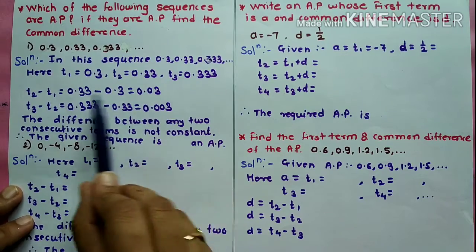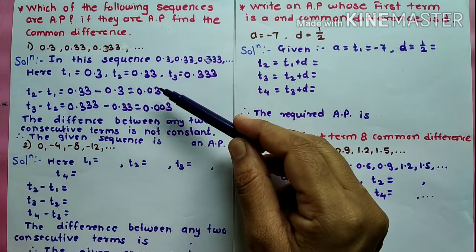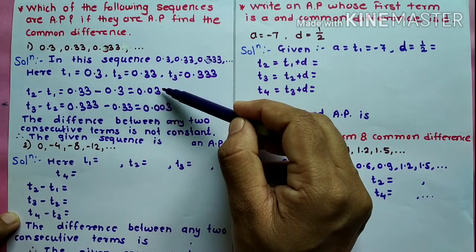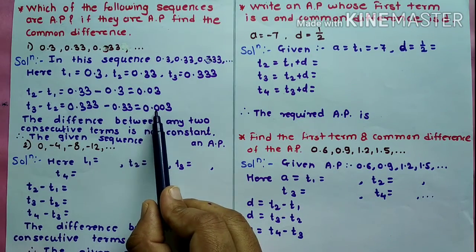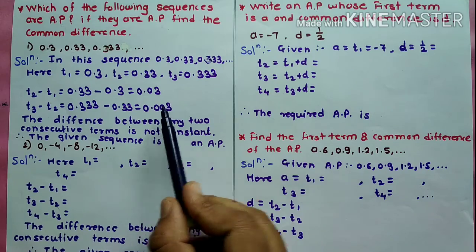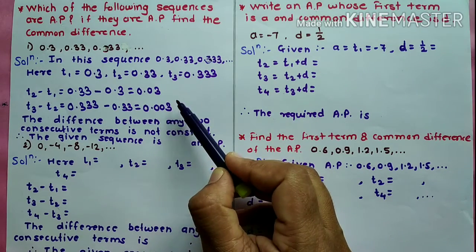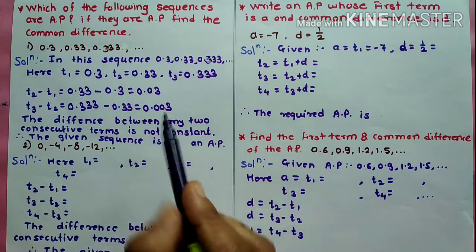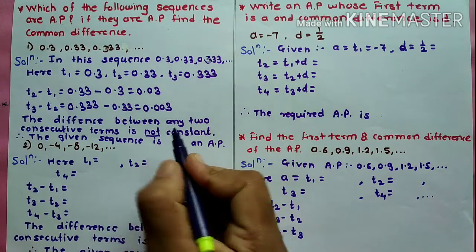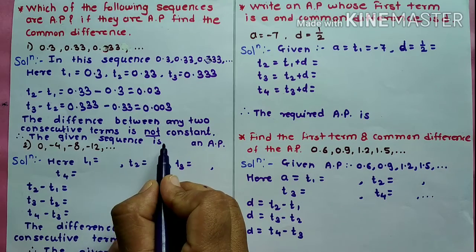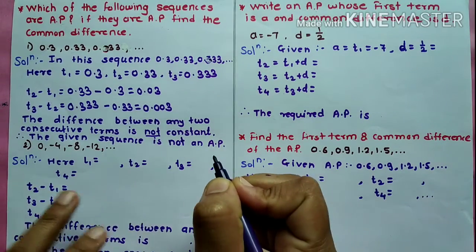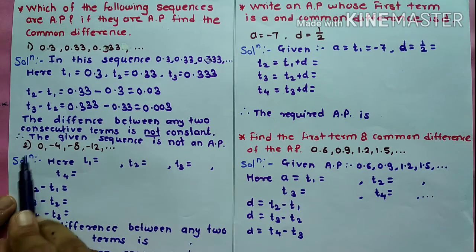Here the difference between any two consecutive terms is the difference. Here the difference is 0.03 and here 0.003, which means the difference is not constant. That is, the difference between any two consecutive terms is not constant. Therefore, the given sequence is not an AP.